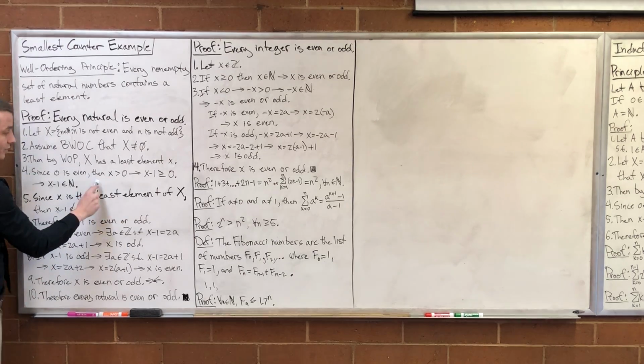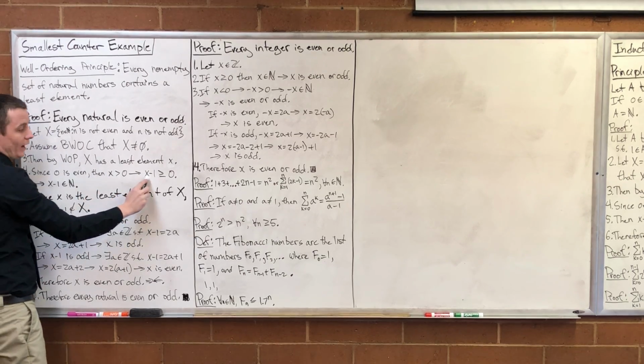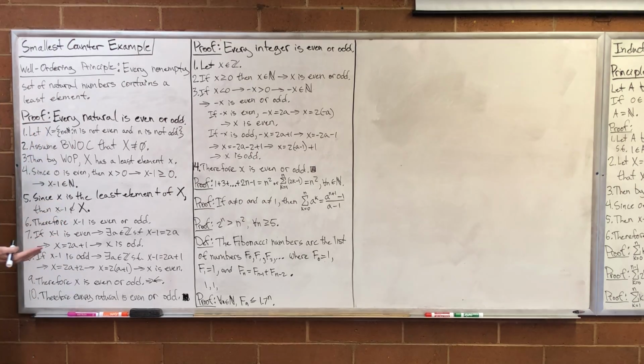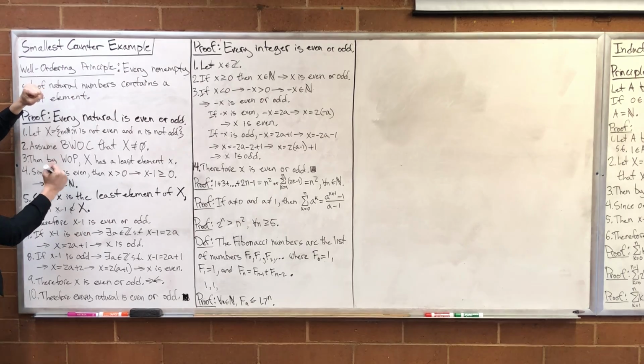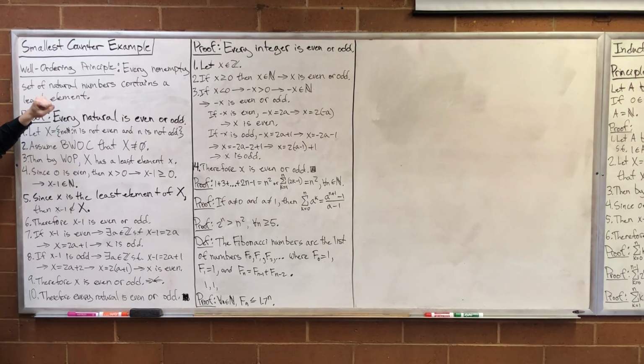Yeah. So, since x has to be greater than 0, x minus 1 has to be greater than or equal to 0. All we're trying to say is x minus 1 is a natural number. So we said x is the smallest thing that's not even or odd. X minus 1 is still a natural number, and it's smaller than x, therefore it is even or odd. And we're going to show that leads to x being even or odd, contradiction. X is the smallest thing that's not even or odd. X minus 1 is smaller than x, therefore it is even or odd. And we use that to show that x is even or odd, contradiction.